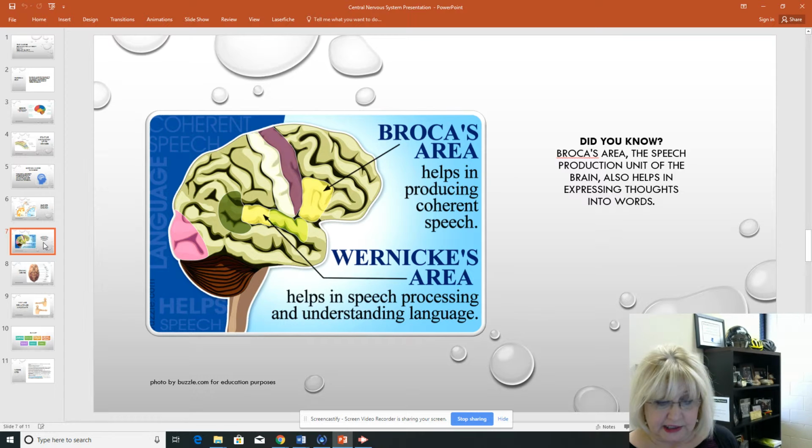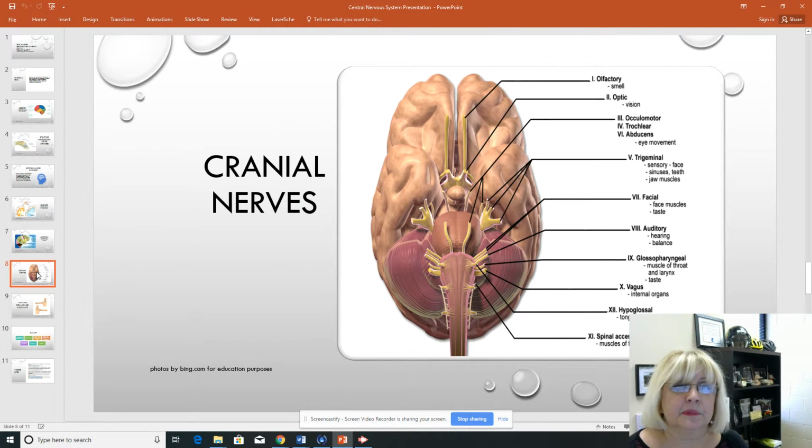And the Broca's area generates articulate speech. It's passed down to the motor cortex, which regulates the movement of the lips and the tongue. And the tongue and lip movements are coordinated as per the input given by the Broca's area and the motor cortex. So the Broca's area, the speech production unit of the brain, also helps in expressing thoughts into words. So you have to have both of those performing.